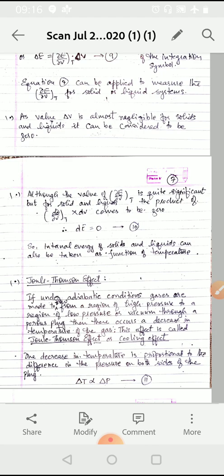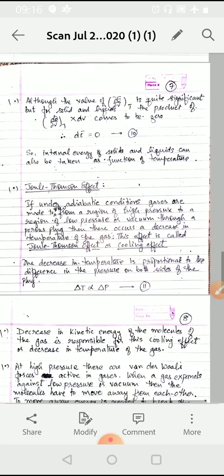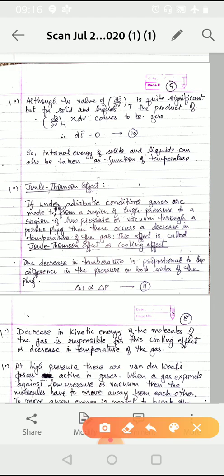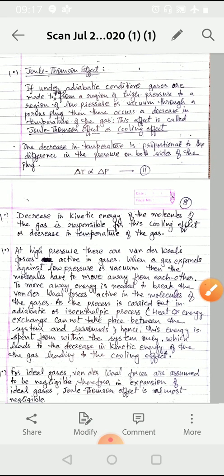As the value of delta V is almost negligible for solids and liquids, it can be considered to be 0. Although the value of del E upon del V at constant T is quite significant, for solids and liquids the product of del E upon del V and dV comes to be 0, so dE is also equal to 0. So we can say that the internal energy of solids and liquids can also be taken as a function of only temperature and independent of volume. Now we come to the Joule-Thomson effect.